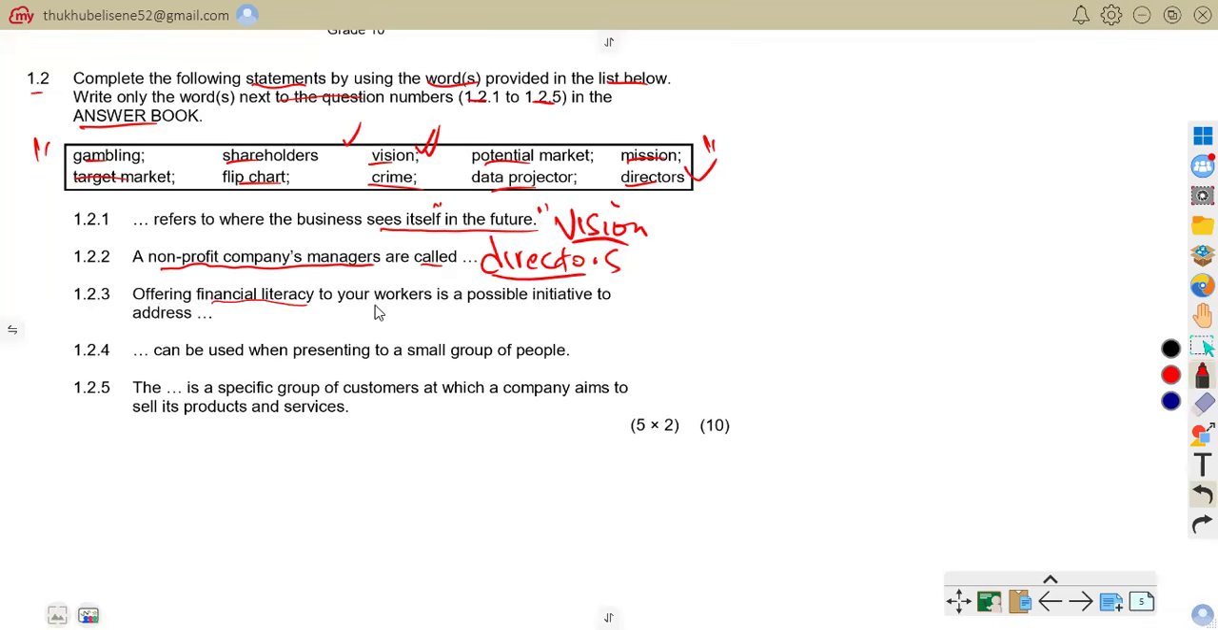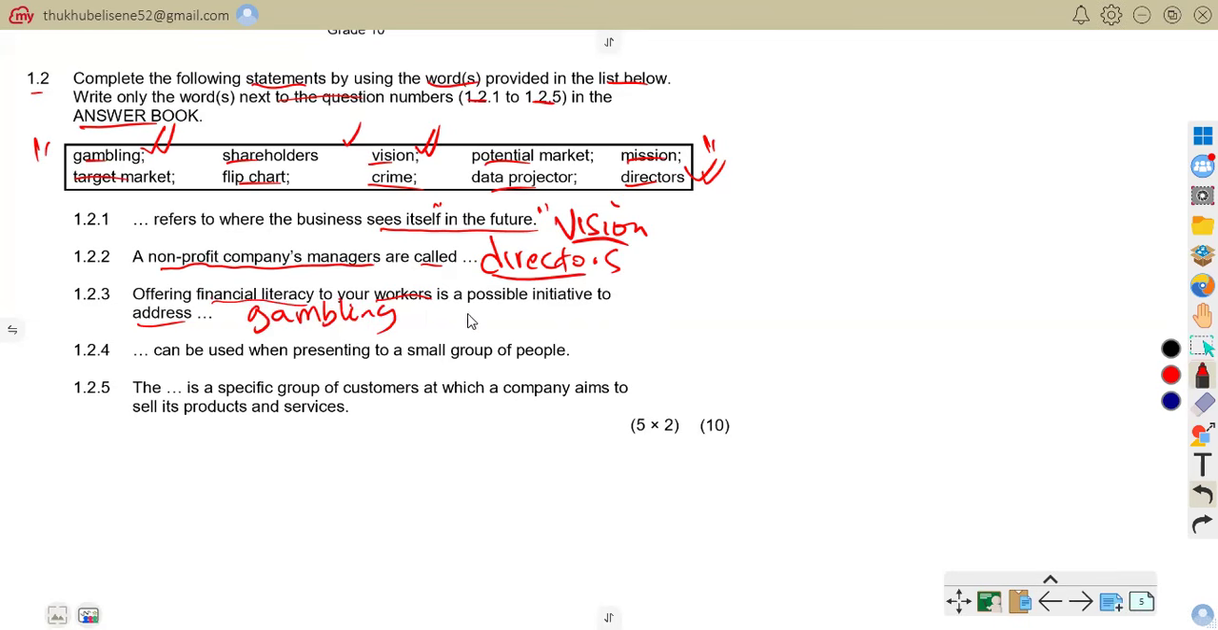Offering financial literacy to your workers is a possible initiative to address what? Now we want to know the correct answer there, which is in the given list. And that is gambling. 1.23. Do we have gambling here? Yes, we have gambling. So here's our gambling. So we're going to write gambling.